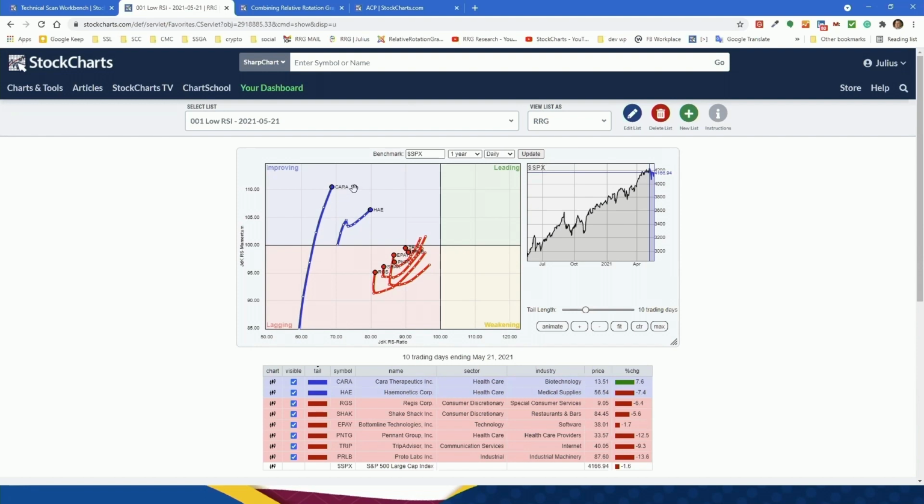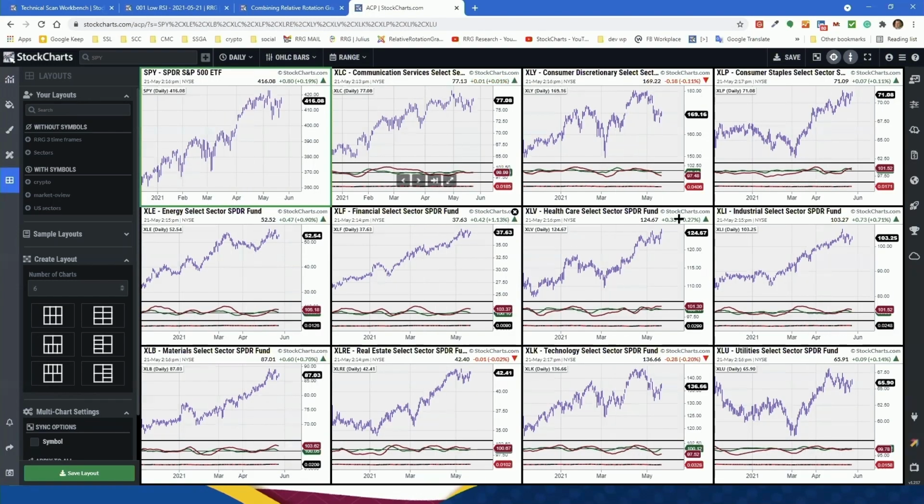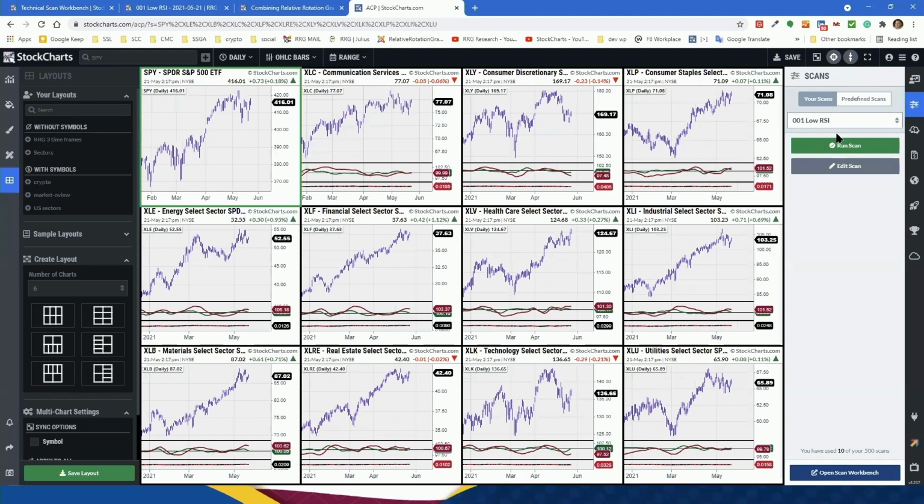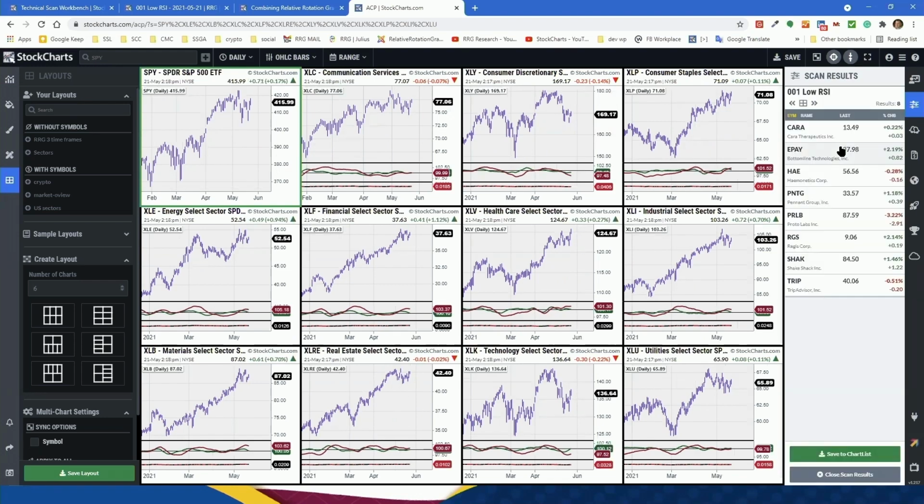Now, one thing that I want to show you, and it's very great because we've launched ACP, and one of the great things that I find about ACP and that I use a lot is that you can actually look at your scans, and let me run it again here. I can run it, it's the same scan code. I can run it in ACP and I can use it in StockCharts.